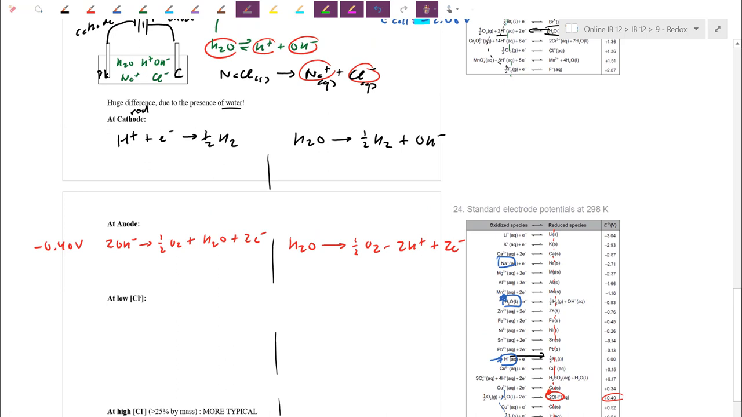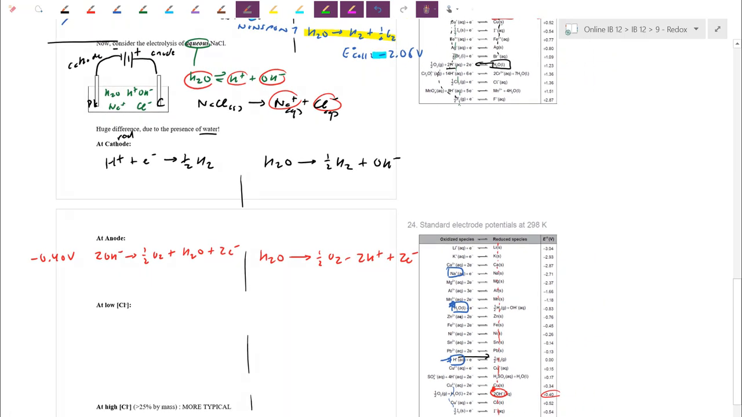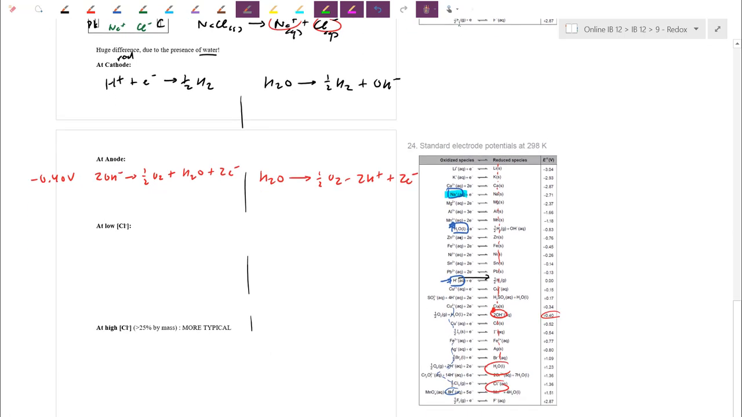What I want to show you in this situation is, although chemically we actually have a salt, NaCl, because the Na plus was so poor at reducing and the Cl minus was so poor at oxidizing, it's actually water that does both. Those ions just increase the conductivity like we did earlier. The Na plus and the Cl minus end up as spectators. More on that in a second.